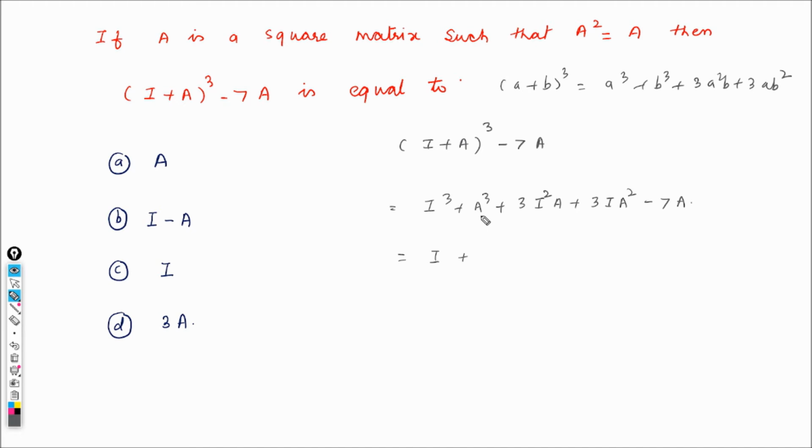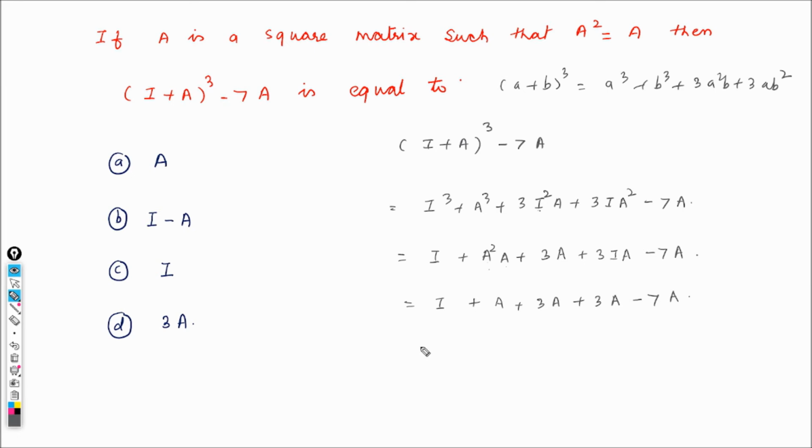This a³ can be written as a² into a. Plus 3 i² means i into i, into a means a. Here a² is equal to a, so 3ia − 7. I can write here i, a² is equal to a, so a into a², I can write here a, plus 3a plus 3a minus 7a.